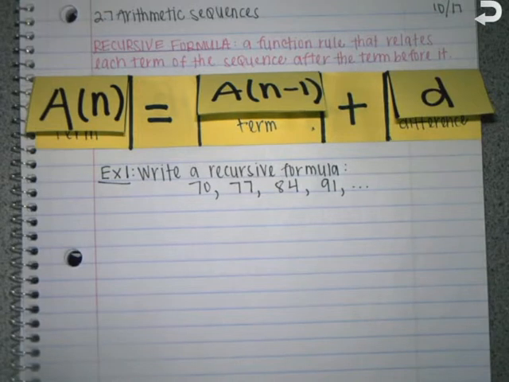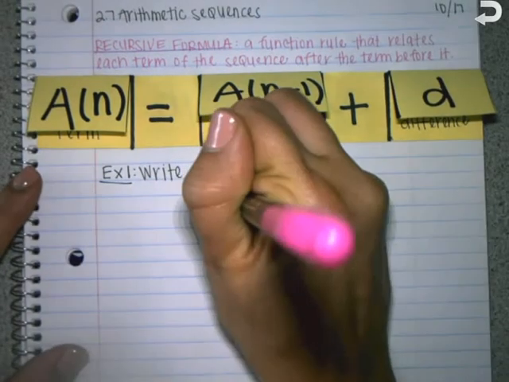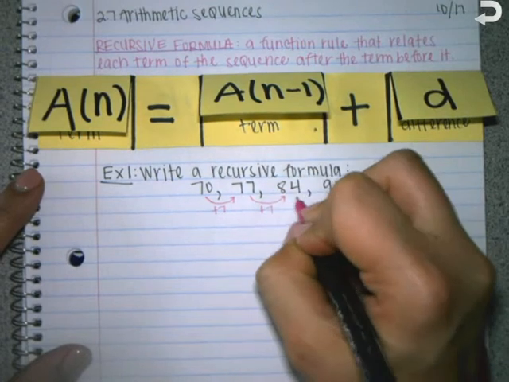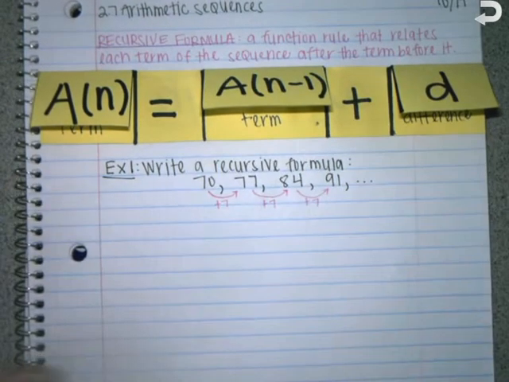So example 1, we're going to write a recursive formula for the sequence 70, 77, 84, 91. Before we even start, what number am I adding each time? 7. Plus 7, right? So I'm going to write that plus 7. I think the arrows help.